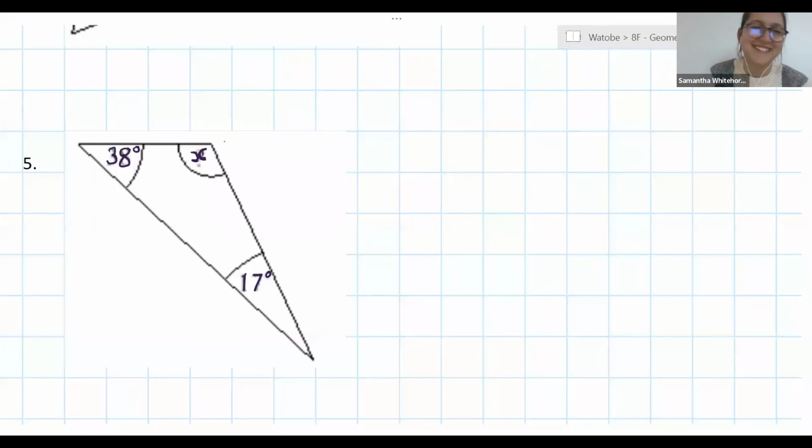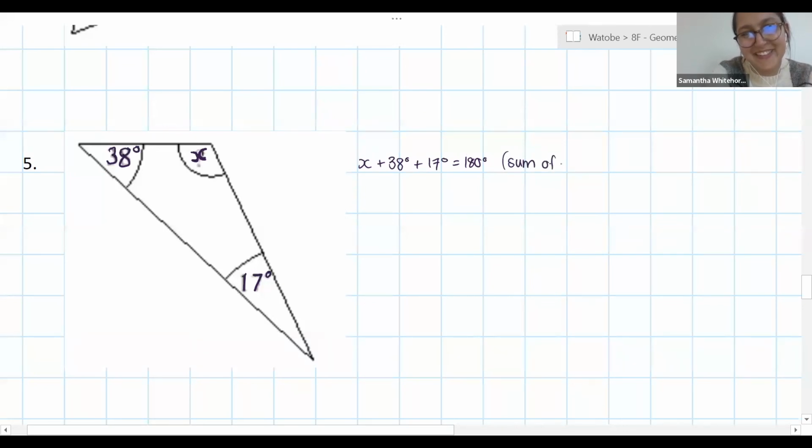Hello, ma'am. I said x plus 38 plus 17 must equal 180. Good. And what's your reason? Sum of angles in a triangle. Good. And then I said x is equal to 180 minus 38 minus 17. Therefore, x is equal to 125. Fantastic.